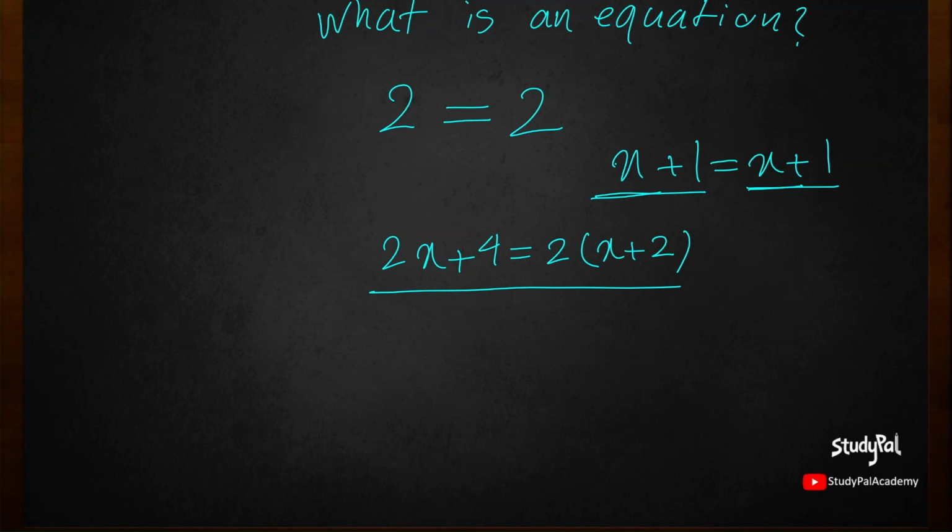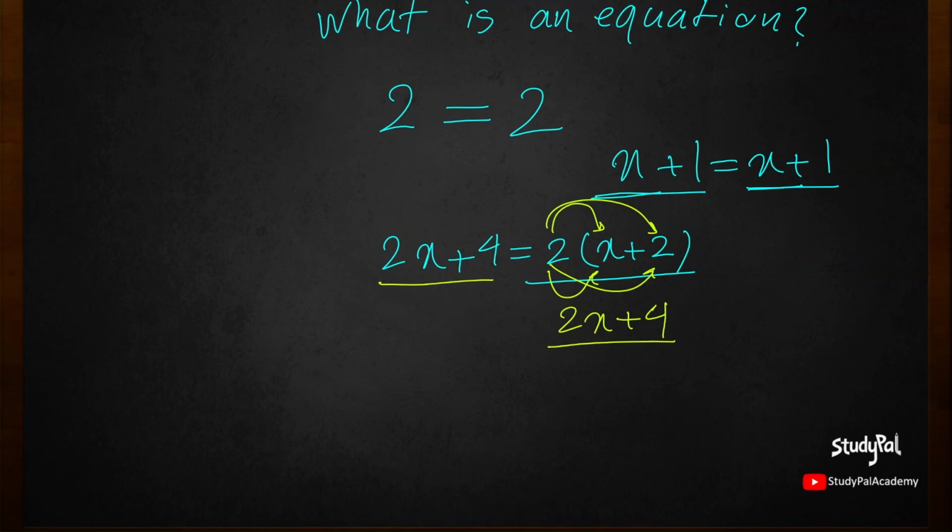We can see that. How? You learned how to multiply such a thing, how to expand such a thing. We do this: 2 times x, 2 times 2. So what we get is that 2 times x is 2x. 2 times plus 2 is plus 4. So 2x plus 4 is 2x plus 4. Again, this is an identity.